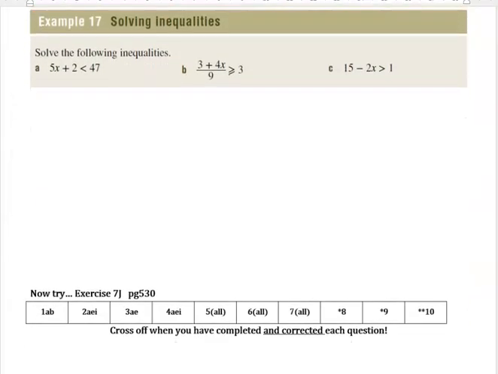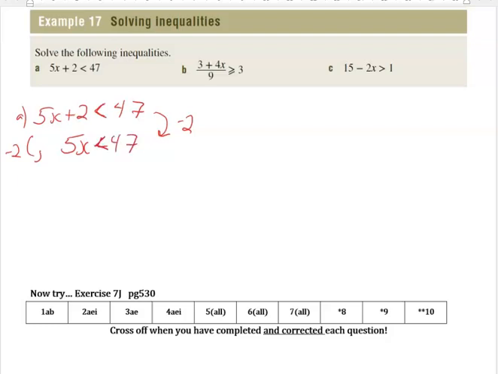So for this one here, I'm going to write it out again: 5x plus 2 is going to be less than 47. So I solve it like I would any algebraic equation. To start with, I've got 5 x's are less than 45. That's a very loose less than. And then I divide by 5 to get 1x, and I get my answer: x is less than 9.